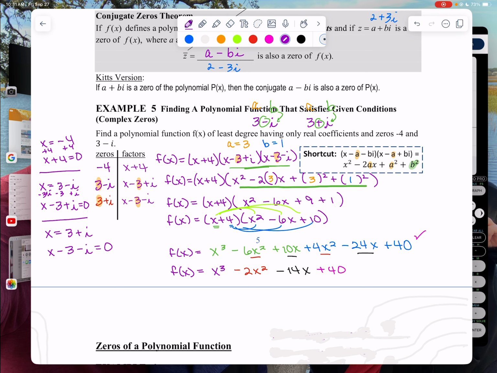They asked us to write an equation in least degree, where if I solved it, I would have three solutions. I would get x is -4, and then I would have my imaginary answers, right? My complex number answers.